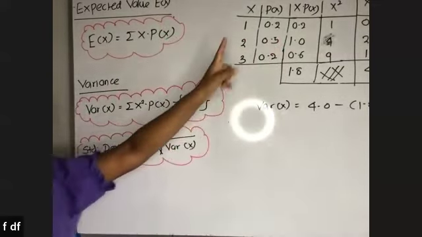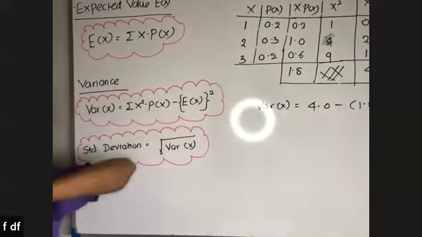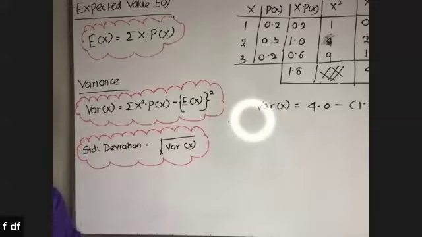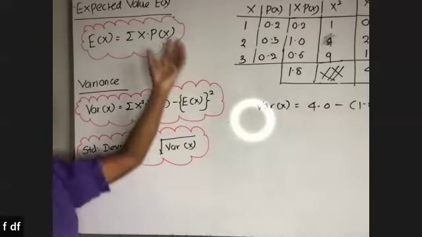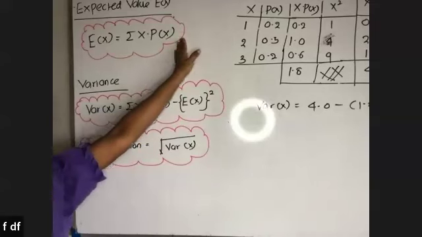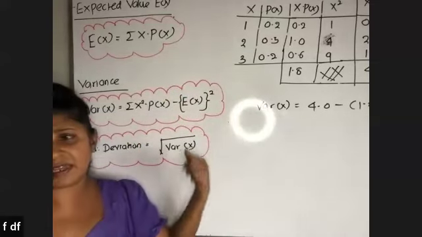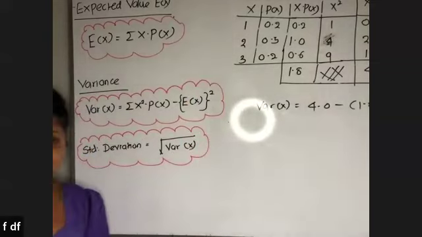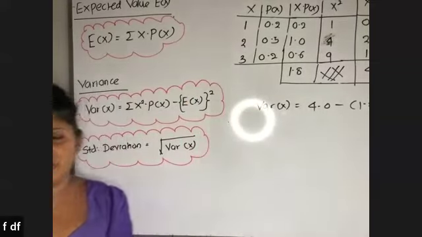So x into p(x), x square and x square into p(x). So then by adding those necessary columns, we can calculate all these three figures: expected value or mean, the variance, and the square root of the variance, which is the standard deviation. So that is your lesson 1.2.